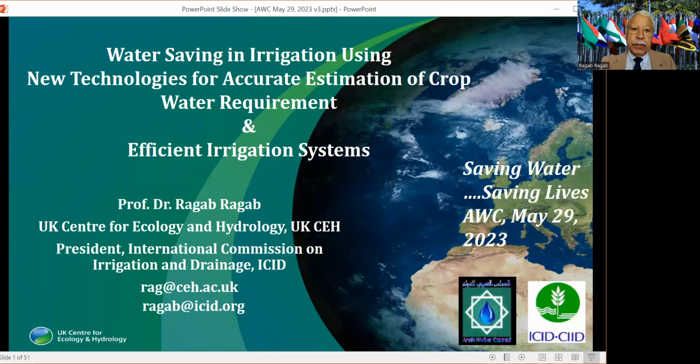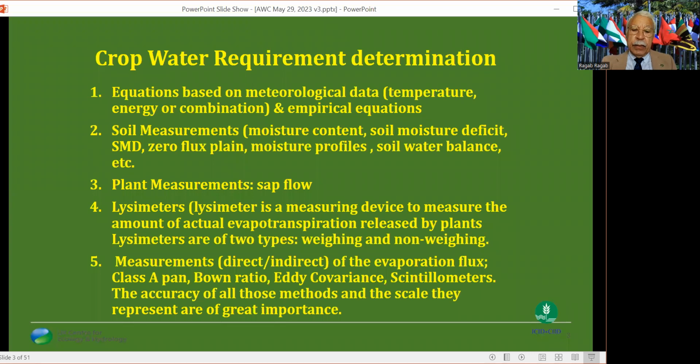The presentation is about water saving and irrigation using new technologies for accurate estimation of crop water requirement and efficient irrigation systems. Crop water requirements are commonly estimated by either equations or measurements. The measurements could include soil moisture, sap flow, lysimeters, and direct measurements by Bowen ratio, eddy covariance, or scintillometers.